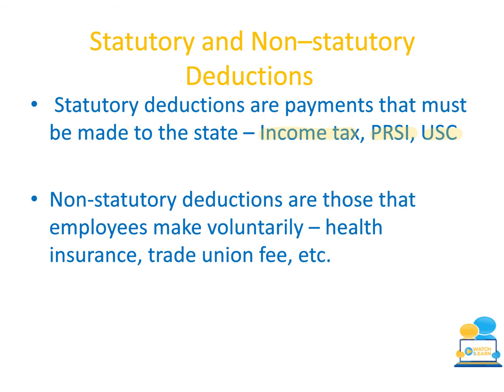Then you have non-statutory deductions, and these are deductions that the employee decides to take away from their salary themselves. So it may be your health insurance, your trade union fees. There could be lots of different things that you want to have deducted from your salary, and you're just letting your employer know that you want this to be taken out of your payslip every week, every month, or so on. So these non-statutory deductions are more personal, whereas the statutory deductions are coming from the state, and they're involuntary. You have to pay these if you fall into a certain pay bracket.